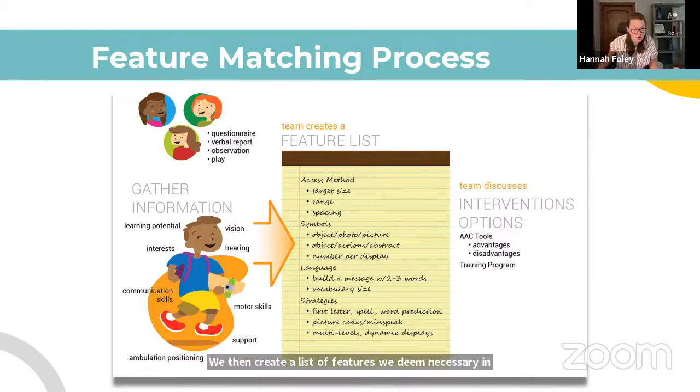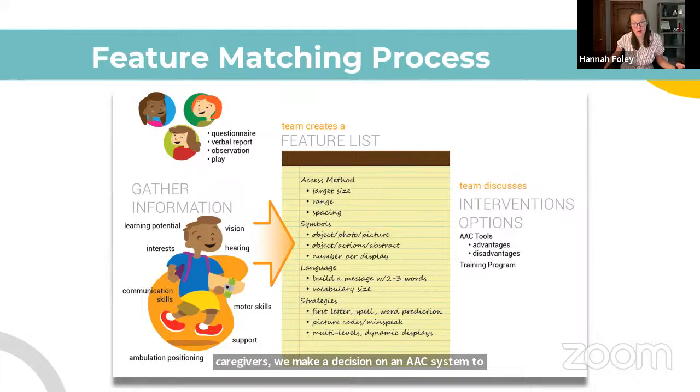We take that list and identify various AAC system options. We weigh the advantages and disadvantages of each. Together with the communicator and their family and caregivers, we make a decision on an AAC system to trial using aided language input, or modeling, and/or other appropriate implementation strategies to support the communicator.